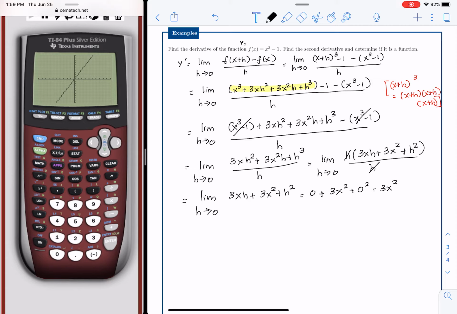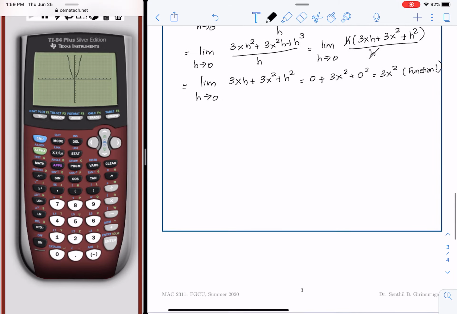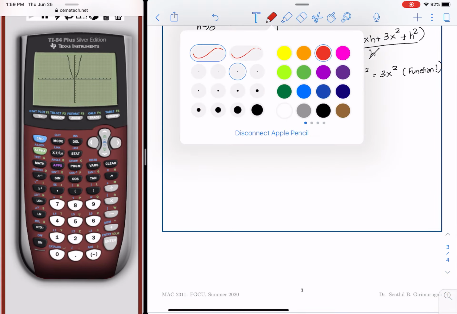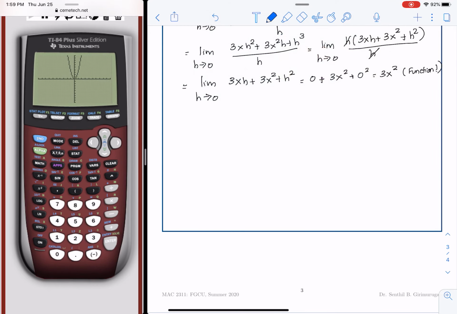Is it a function? Well, let's graph it. Well, that is a function. It is a parabola. So as we have seen thus far, the first derivative of a function is a function. Now, how do we find the second derivative? The second derivative is the derivative of the first derivative.